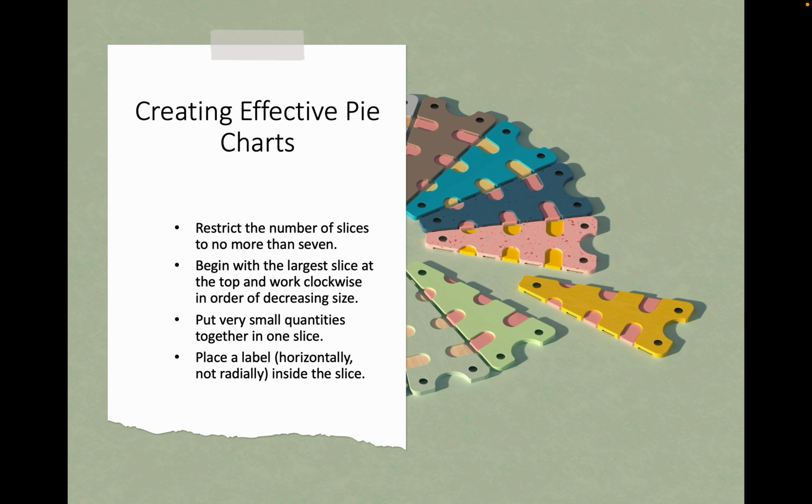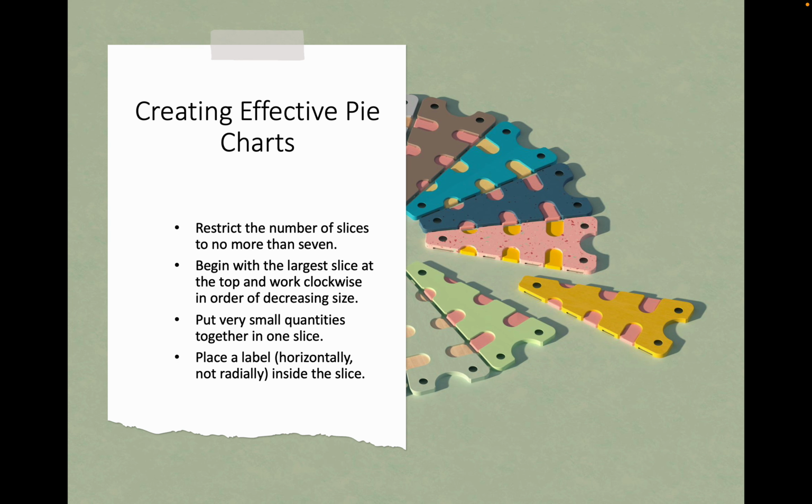You're going to begin with the largest slice at the top and then work clockwise in order of decreasing size. If you have something that's a very, very small quantity, you might want to group a couple of small quantities together in one slice. So for example, if we're looking at types of pets people have, I'm going to assume that dogs and cats both make up a big portion of that pie chart, right?